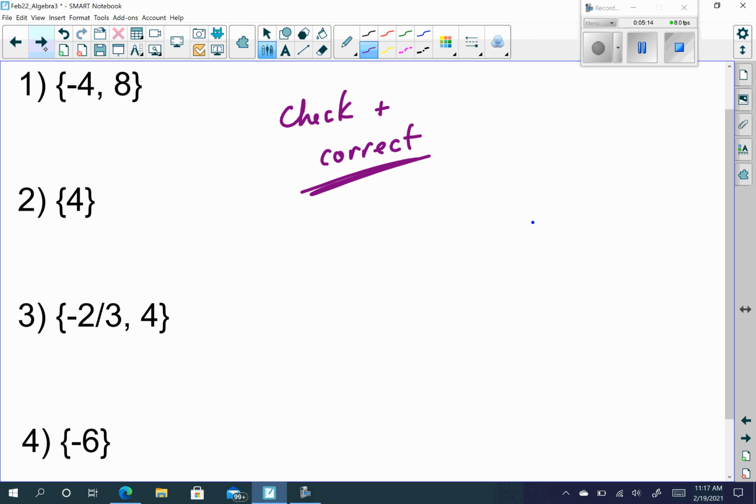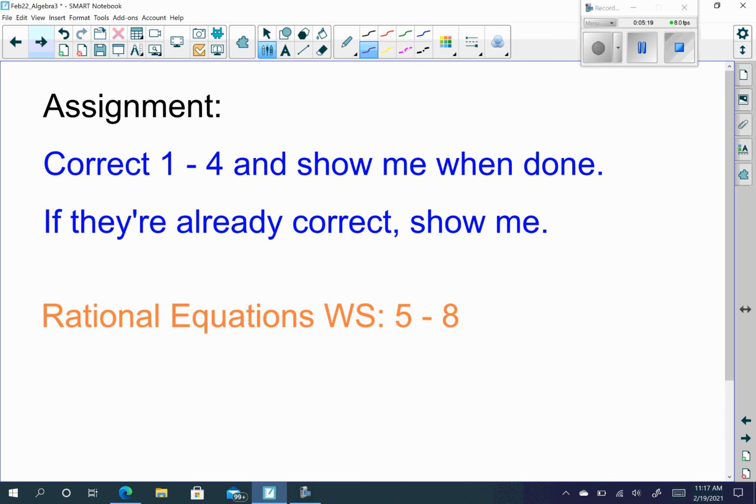Please email me if you have any questions. So today's assignment, like I just mentioned, correct 1 through 4. And then go ahead and continue with 5 through 8 off of yesterday's rational equations worksheet.